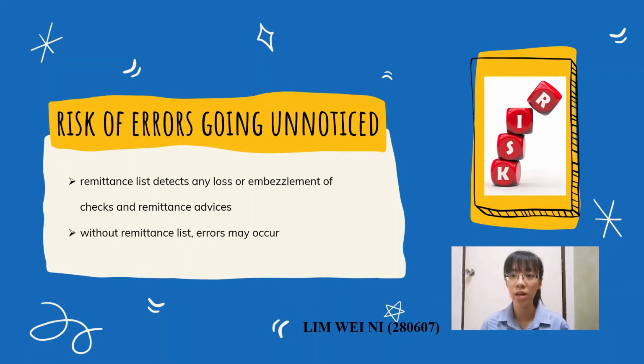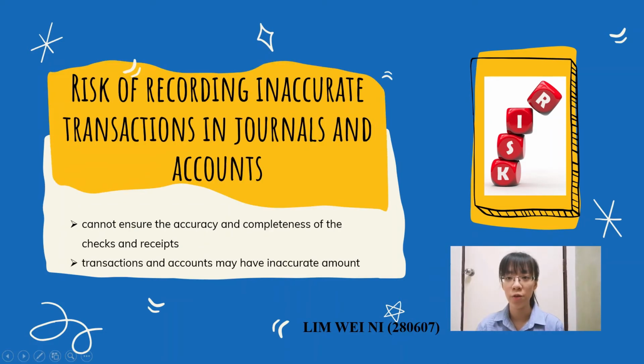Without the remittance list, there might be errors or mistakes occurring at any process, because the remittance list is very important to detect any loss or embezzlement of the checks. Besides, the risk of recording inaccurate transactions in journals and accounts is the fourth risk exposure. The transactions in journals and accounts may have inaccurate amounts because the cash receipt clerk does not use the remittance list to check the accuracy and completeness of the checks before posting them to the journals.